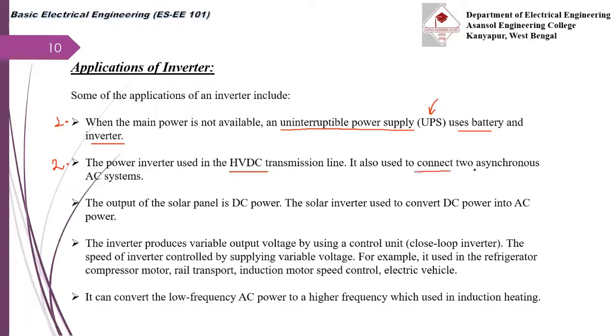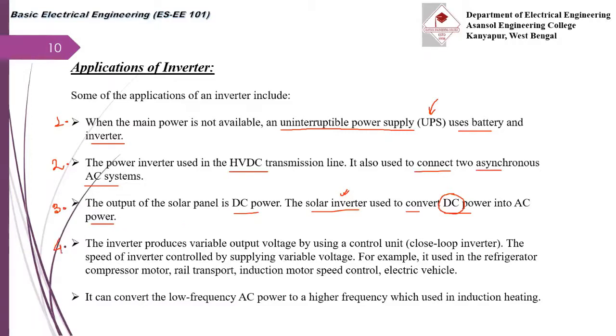Number two, the power inverter used in the HVDC, that is high voltage direct current transmission line. It is also used to connect two asynchronous AC systems. Number three, the output of the solar panel is DC power. The solar inverter is used to convert that DC power into AC power, because in our household appliances we cannot use DC power, so we need an instrument that can convert the DC power into AC, and the inverter is that appliance.